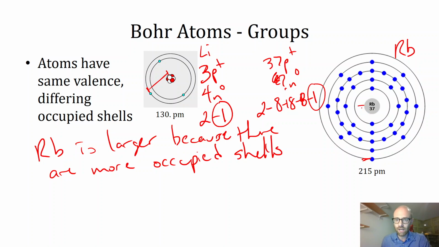And I did try to draw this, or get the two images somewhat to scale. It seems to be that the rubidium atom is about twice as large as the lithium atom, and I'm trying to show that. So this is pseudo to scale. But this makes sense. The more electron shells you have, the more particles you have, the more space it takes up.